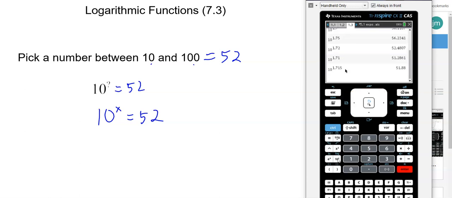Let's go another decimal. Still bigger than that. Try 8. That's too big. 7. Too big. 6. Ooh, that's too small, but we're getting close. It's between 1.716 and 1.717. Oh, I'm so close. Too high.